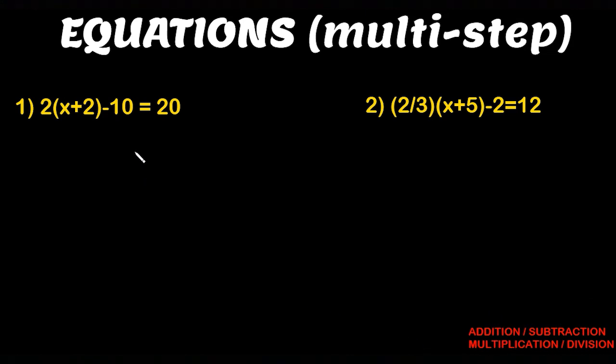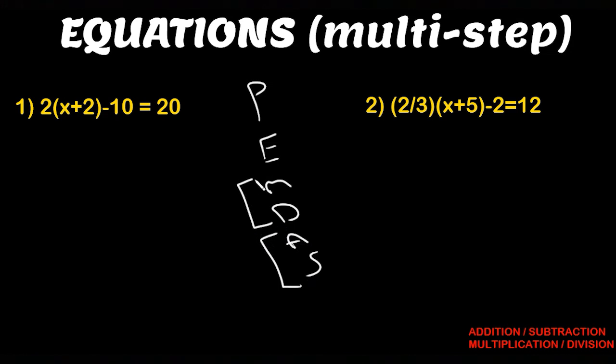So if we look at number one, what do we need to do first? Well, remember the goal. The goal is to isolate x. That's what we want to do. So if you're ever confused on what operation you need to do, you can just do PEMDAS in reverse. You all remember PEMDAS, that's order of operations, right? We typically do this when we're simplifying expressions, but you can actually use it for equations, and you go in reverse.